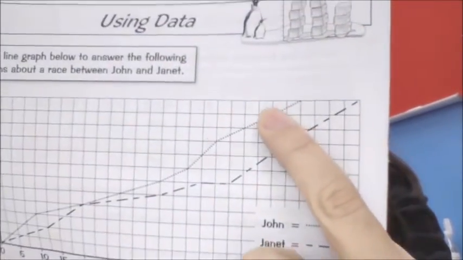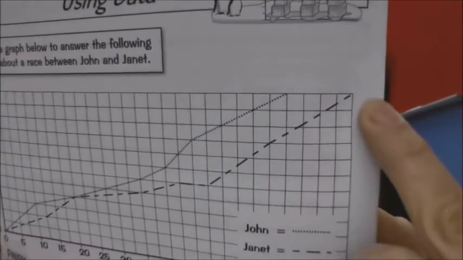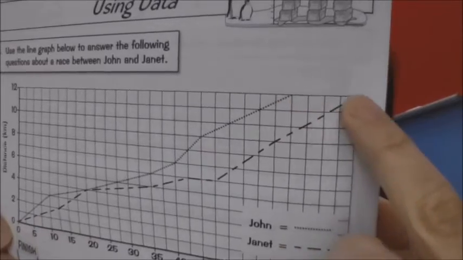And then how much longer does it take Janet to finish the race than John? So here, John finishes here, where his little dots finish, and Janet finishes there. So how long is it in between here? So use these boxes to help you.